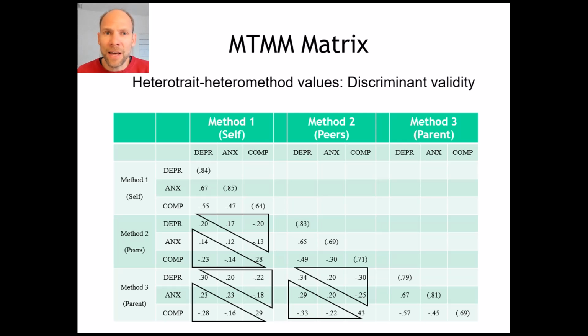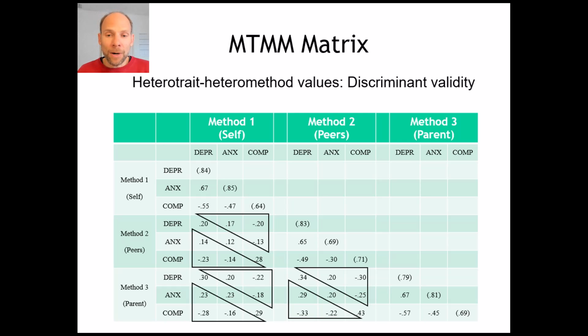Because those have nothing in common, neither trait nor method, but they're also indicative of discriminant validity because they are heterotrait correlations and they serve as a baseline comparison against which we can, for example, compare the convergent validity coefficients in the monotrait heteromethod subdiagonals. And that's exactly one thing that Campbell and Fiske in their article recommended.